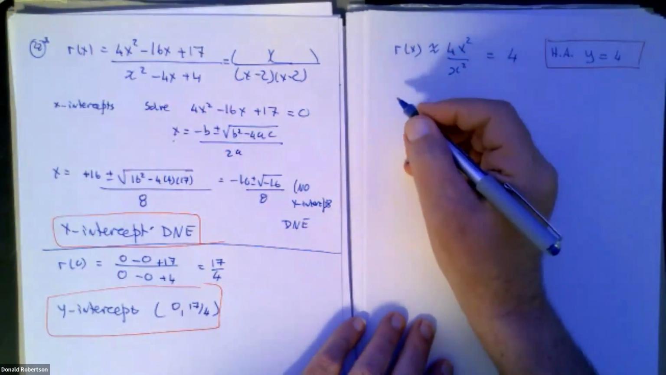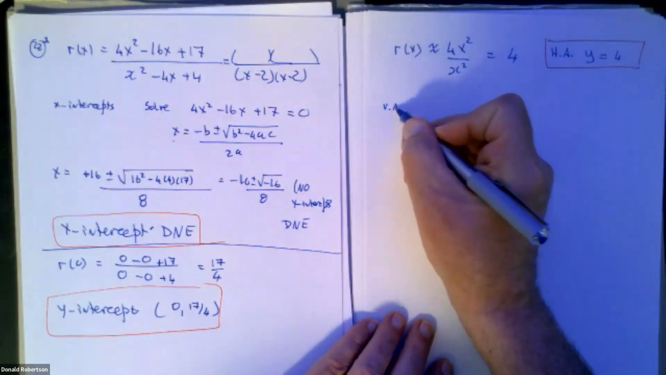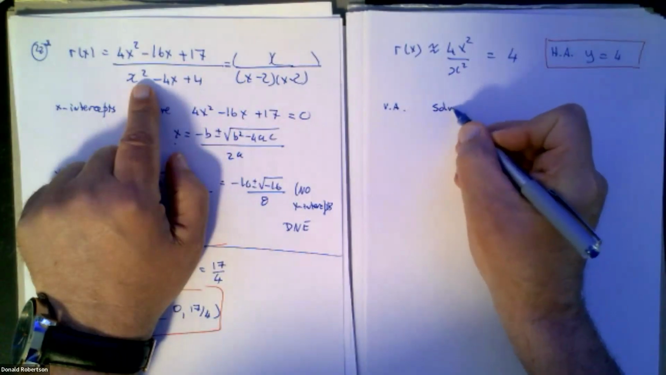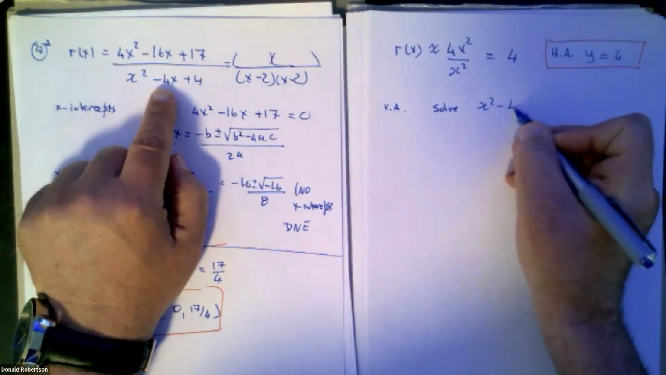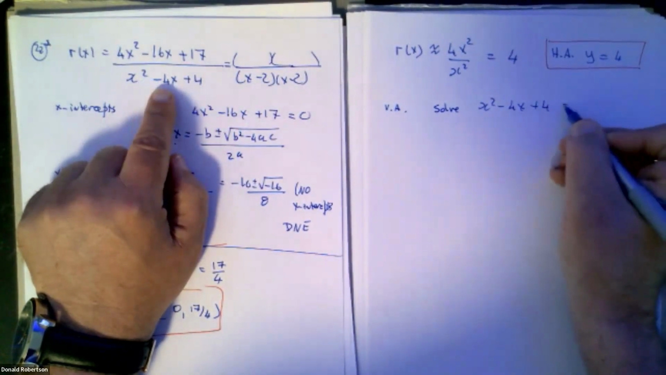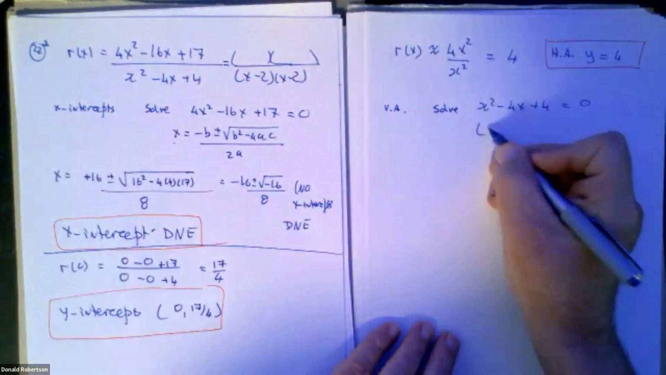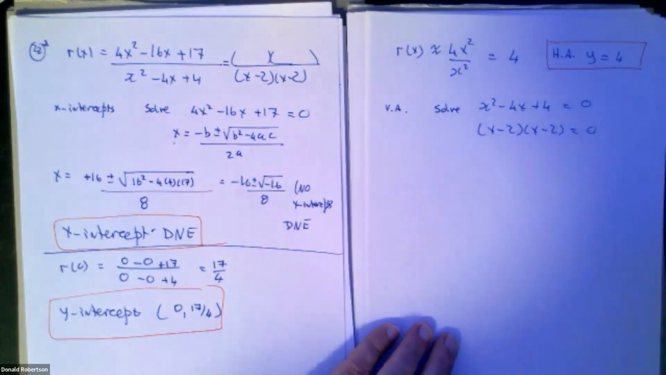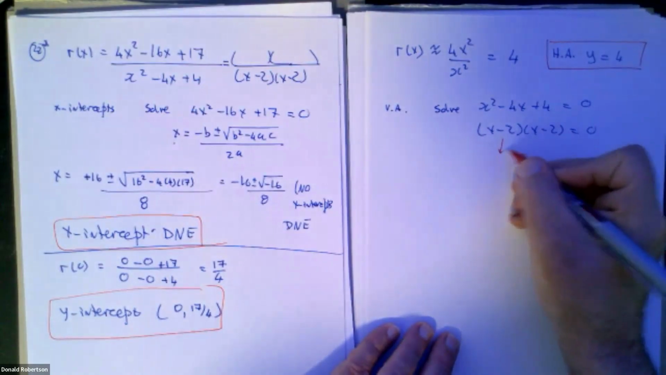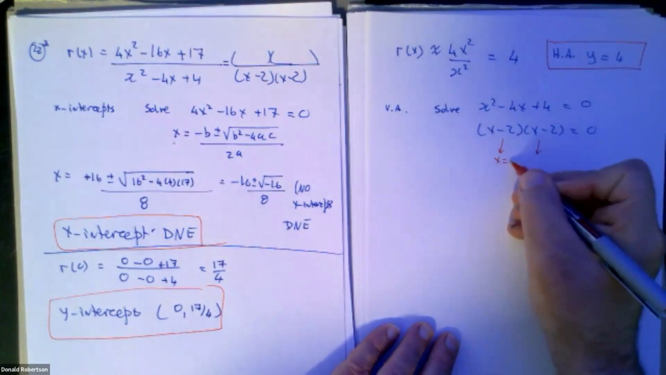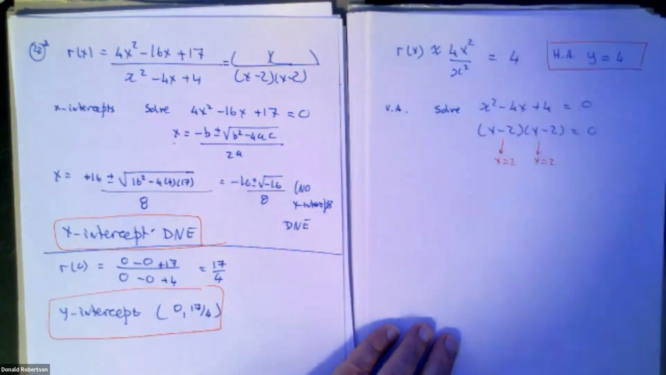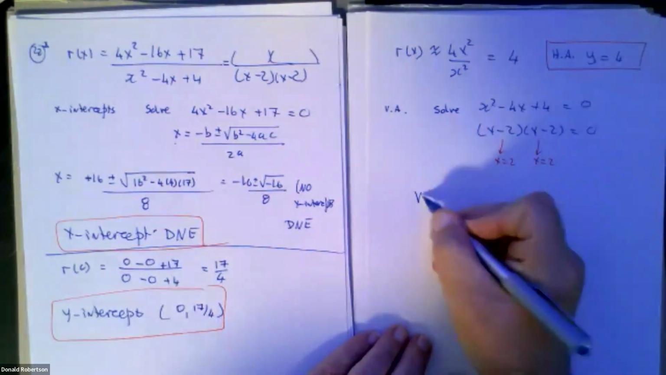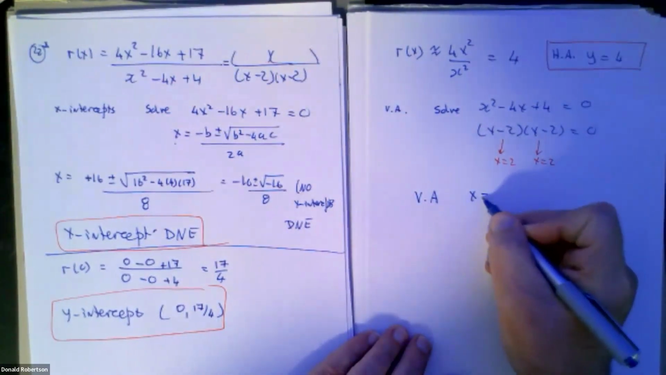Let's do vertical asymptotes. Well, to get vertical asymptotes, we need to solve what makes that guy 0. In this case, we just get the same answer twice. Doesn't mean there's 2 vertical asymptotes, it just means there's one vertical asymptote at x equals 2. So we have a vertical asymptote at x equals 2.